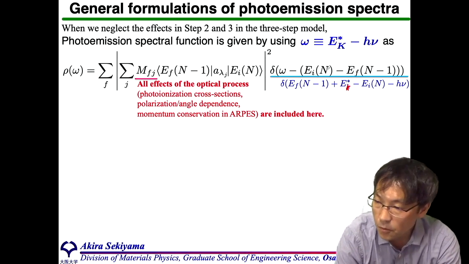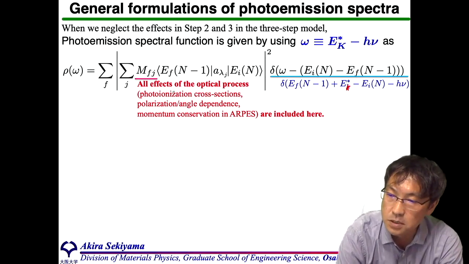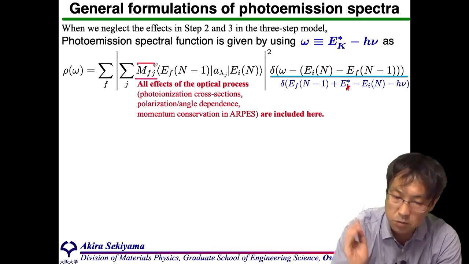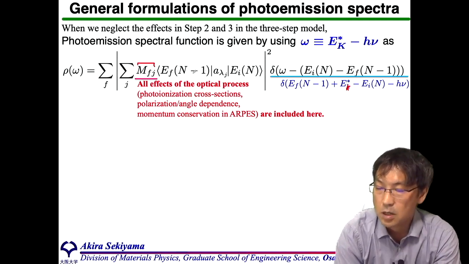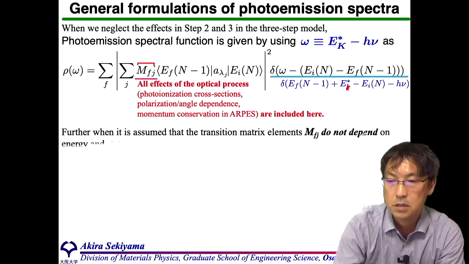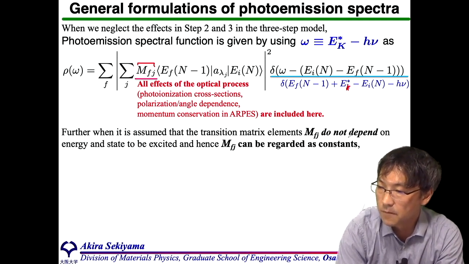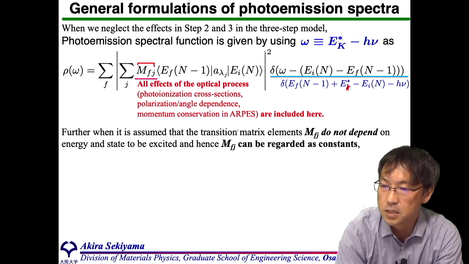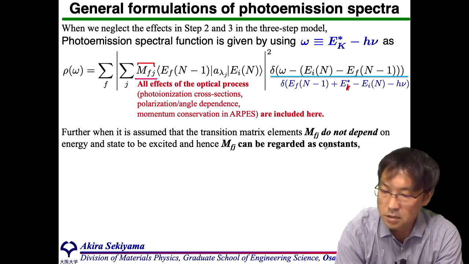Viewing this formulation, we can understand that all effects of the optical process are included in this term, the matrix element M_fj. There is no information about the photon in the other parts. Further, when we assume that the transition matrix element M_fj does not depend on the energy and state to be excited, then this matrix element can be regarded as constant.